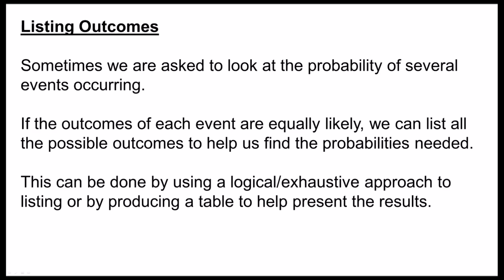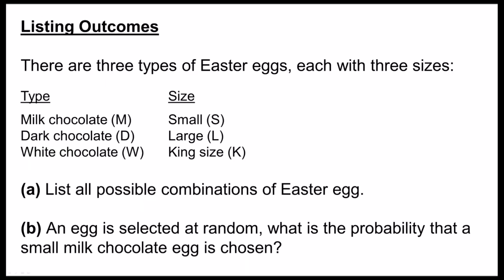So for example, in this question, there are 3 types of Easter egg, each with 3 different sizes. You've got milk chocolate, dark chocolate and white chocolate, and they each come in the size small, large and king size. Part A asks us to list all possible combinations of Easter eggs that we could choose. Using the lettering that's been given and following a logical approach, I can start off by listing all of the milk chocolate eggs that we could get.